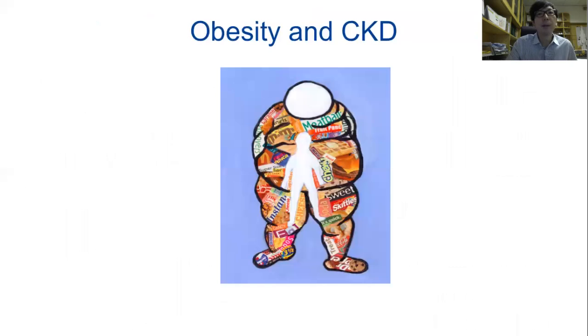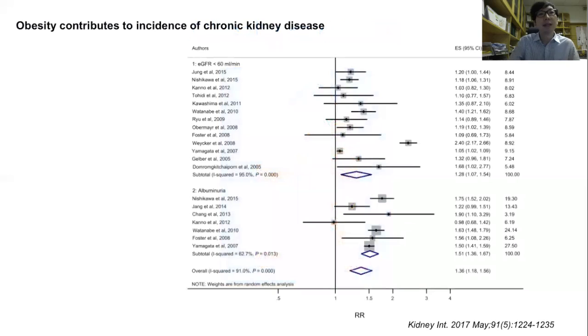Now, so much about lipids. What about obesity and CKD? Well, for years or decades, we know of a relationship between obesity and cardiovascular morbidity. But how about in the kidney? This is a meta-analysis published in KI in 2017, showing that obesity actually did contribute to the incidence of CKD.